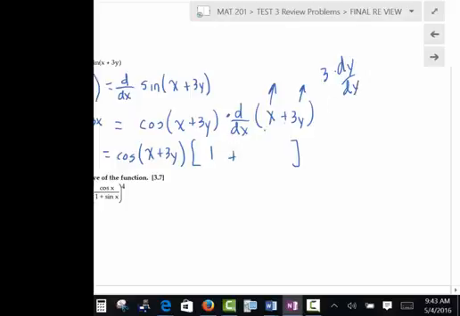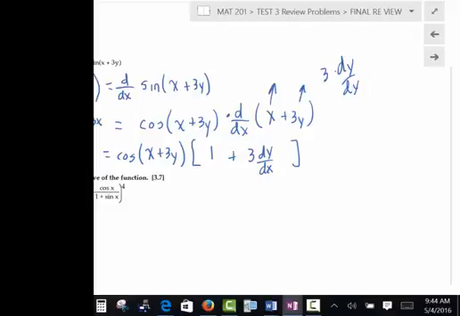Okay, the variables don't match. So you're going to end up having 3 times dy over dx, like that. Okay, now that's your derivative, so I've got everything taken care of that I need to have so far before we solve for dy over dx. Any questions so far? Okay, now let's think about how we do this.